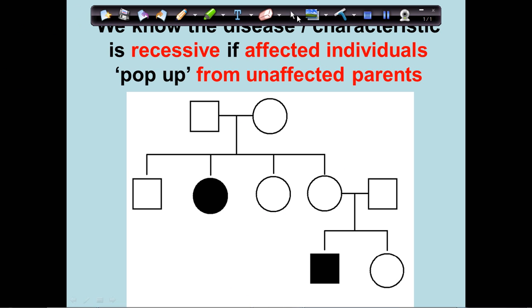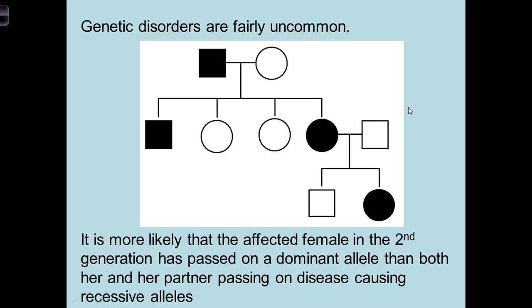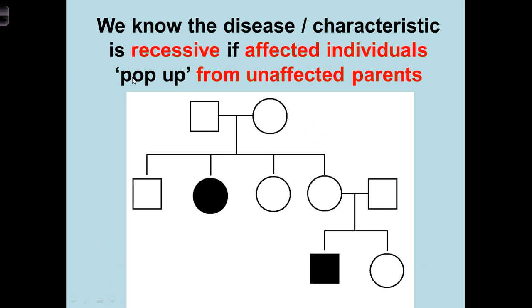Alright, let's go on to the other kind. If we look at a family tree that has affected people in every generation, it is more likely that the affected female in the second generation, this one here, has inherited a dominant allele than a recessive one. The reason for that is it's actually fairly uncommon.